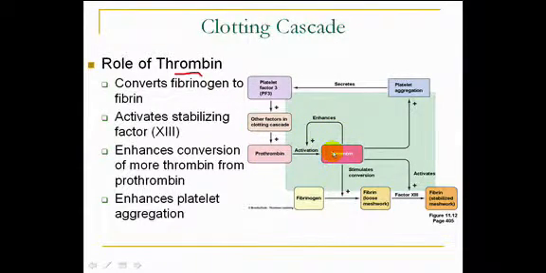And then the other thing thrombin does is it attracts more platelets. And the platelets release the platelet factor 3, which played a role in the clotting cascade. So basically you're enhancing the whole entire clotting cascade.